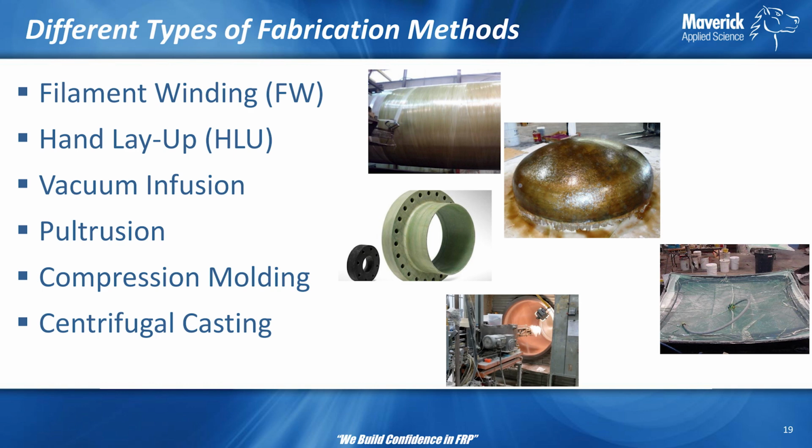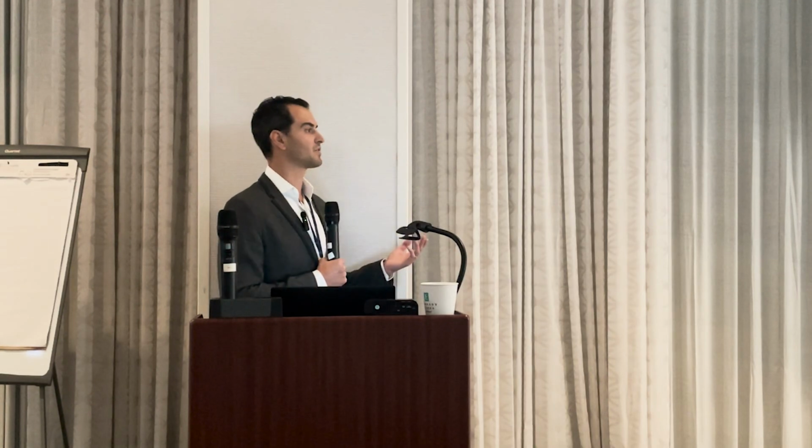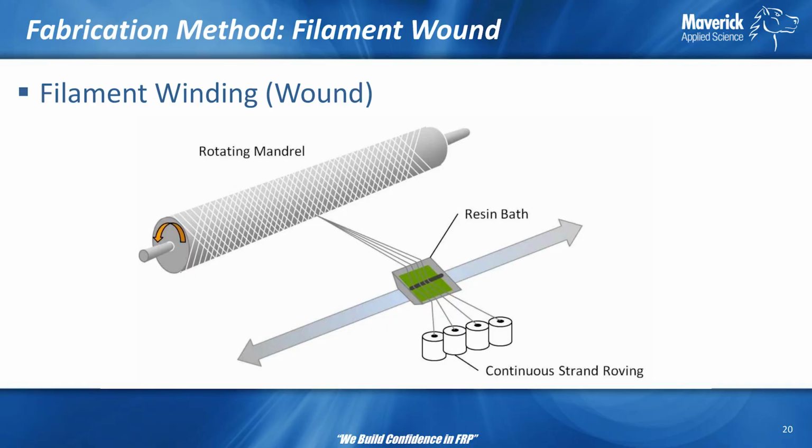Now that we talk about resins, we talk about glass reinforcements, let's talk about how we put all these materials together with the different manufacturing processes that we have available in the industry. As a list, we have filament winding, hand layup, pultrusion, vacuum infusion, compression molding, and centrifugal casting. Let's start discussing what is filament winding.